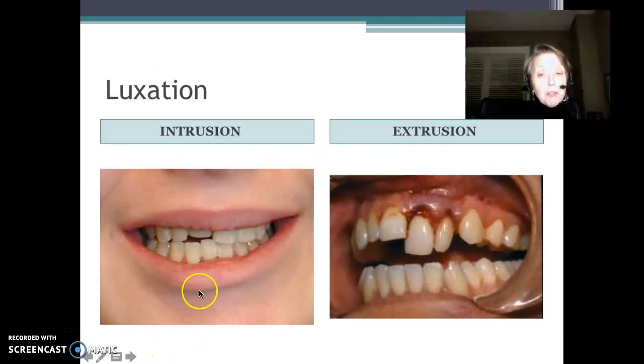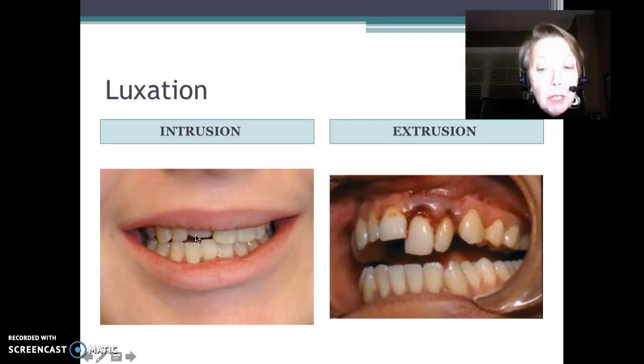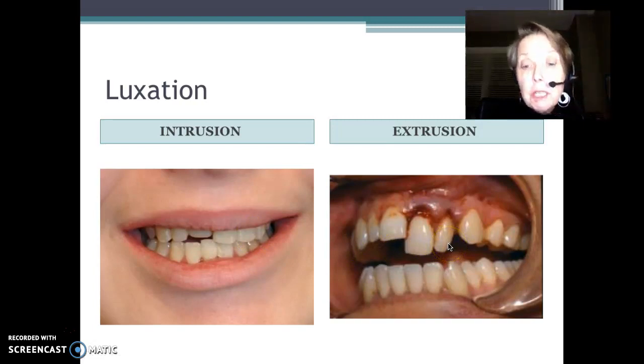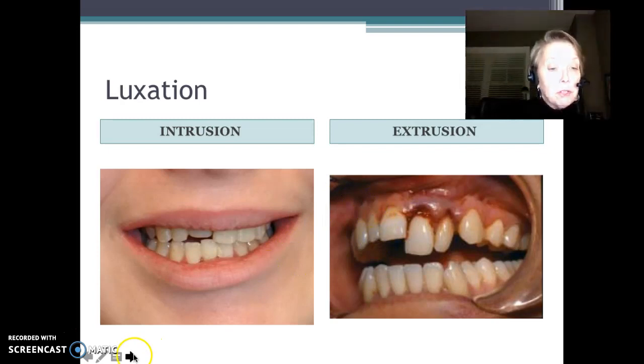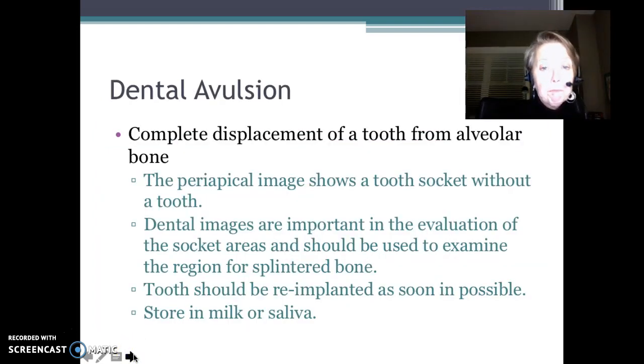So in this picture, we've got tooth 8 has been intruded, it has been pushed up into the alveolar bone. On the right, we've got two extruded teeth, teeth 9 and 10, had some kind of trauma and have actually extruded. They have come out of the bone.